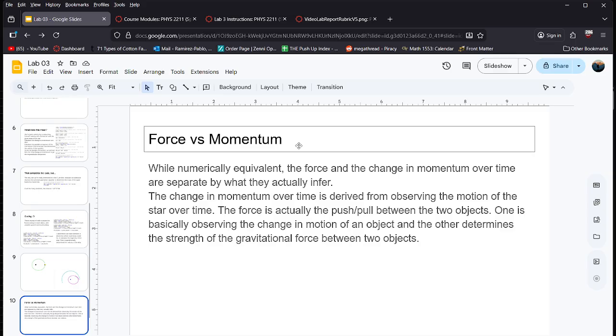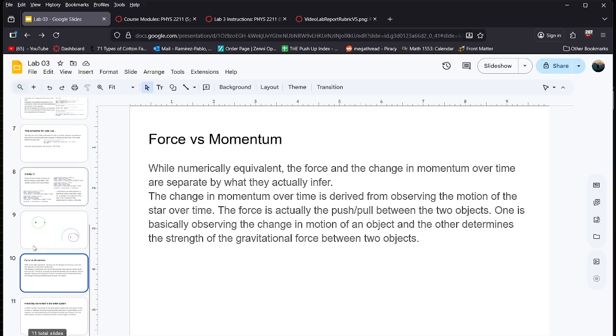Something really important to touch on here is the difference between force and the change of momentum. While numerically equivalent, the force and the change of momentum over time are separate in what they actually infer. The change of momentum over time is derived from observing the motion of the star over time. The force is actually the pull or push between the two objects.